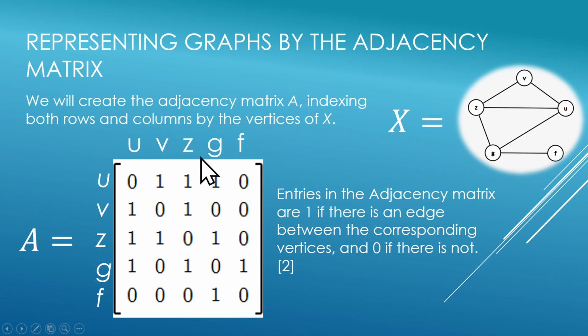because there's an edge between them, and a 0 otherwise. So you'll notice the diagonal will always be all zeros because we're not looking at pseudographs that have self-loops, so UU is necessarily 0 because there's not an edge between U and U, so the diagonal is all zeros.